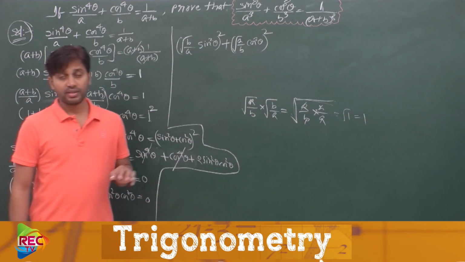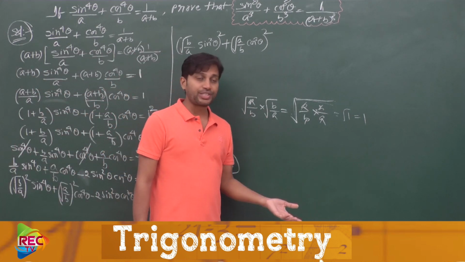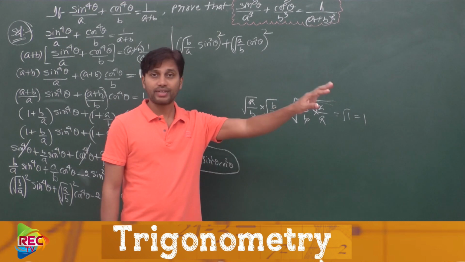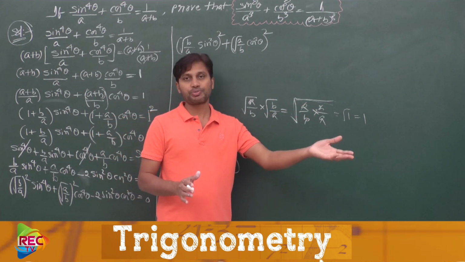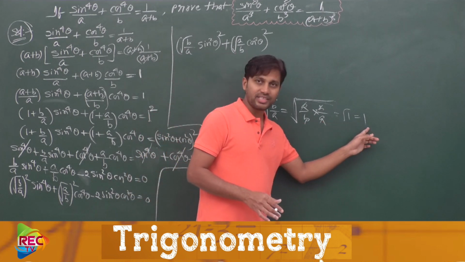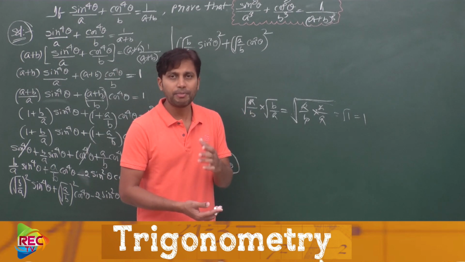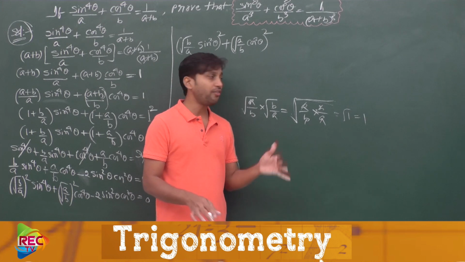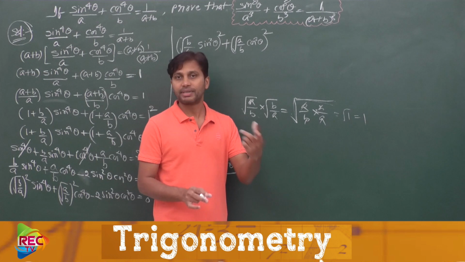That means if you multiply any number or any expression with the root a by b and root b by a, the square root of one fraction and the square root of the reciprocal of that fraction, the value remains unchanged because on multiplying them we get 1. So there will be no effect of multiplication. So we can do the multiplication with these two terms simultaneously.